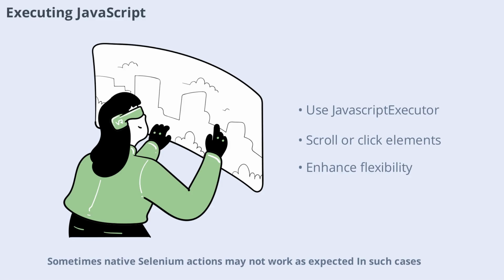Sometimes, native Selenium actions may not work as expected. In such cases, you can execute JavaScript code using the JavascriptExecutor interface. This allows you to perform actions like scrolling or clicking elements that are otherwise difficult to interact with, providing greater flexibility in your automation scripts.